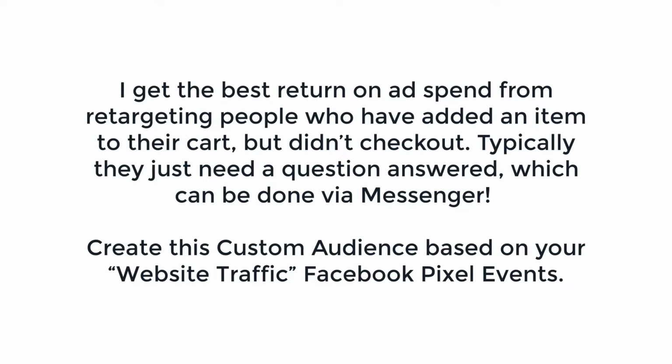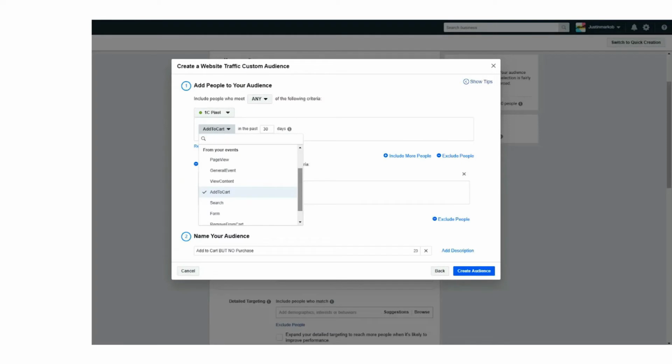Create this custom audience based on your website traffic Facebook pixel events. So click Create New, Custom Audience, Website Traffic. And now we are at the Create a Website Custom Audience. First, I will select the audience I want to create this audience around. For this one, I want to choose it from my event. So I scroll down to Add to Cart.